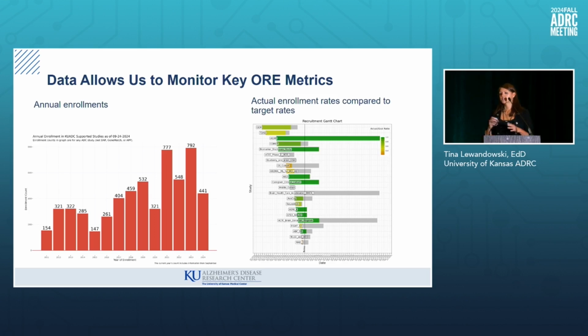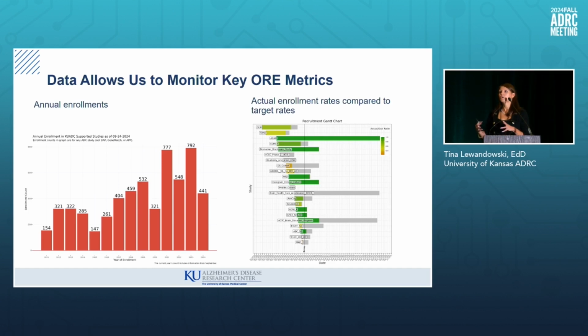Data also allows us to monitor our overall studies, so we can prioritize which studies we need to focus on for our efforts. So the bar chart takes a look at how many people we've enrolled year over year. The Gantt chart takes a look at our timeline. So this is one that's really helpful for us when we are taking a look at which studies we need to prioritize.